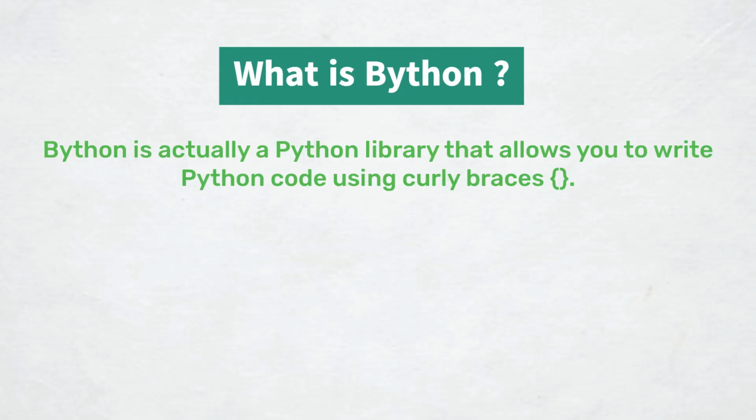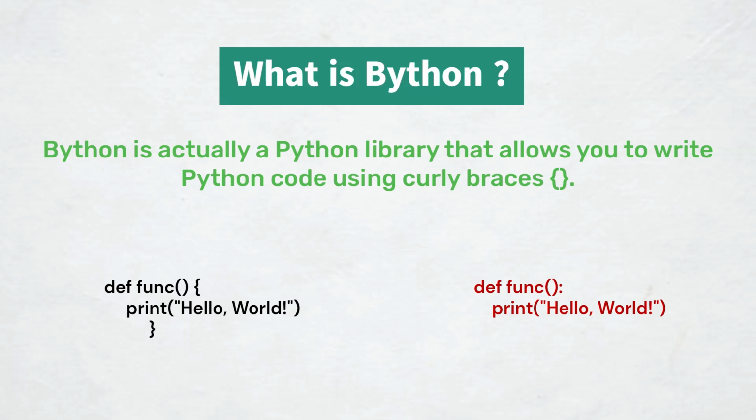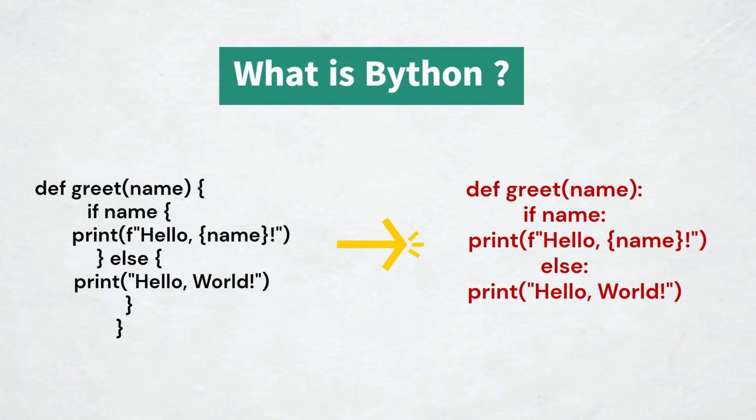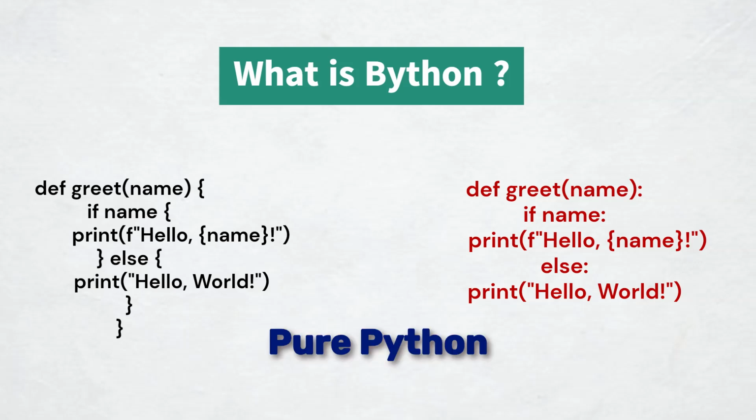Bython is actually a Python library that allows you to write Python code using curly braces instead of relying on indentation for defining code blocks. It's not a new programming language but rather a way to make Python code look more like languages such as JavaScript, C, Java. So when you write your code using Bython, the library translates those curly braces into appropriate indentation behind the scenes, allowing the code to be executed just like any regular Python code. The best part is it's still pure Python, just with a different visual style.